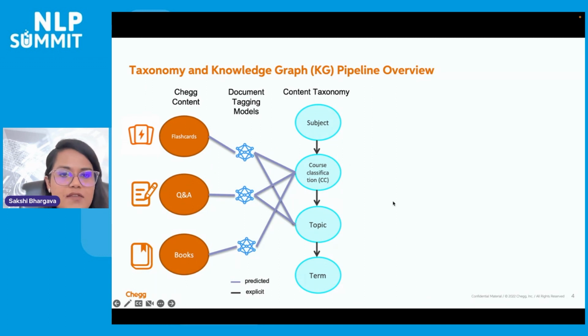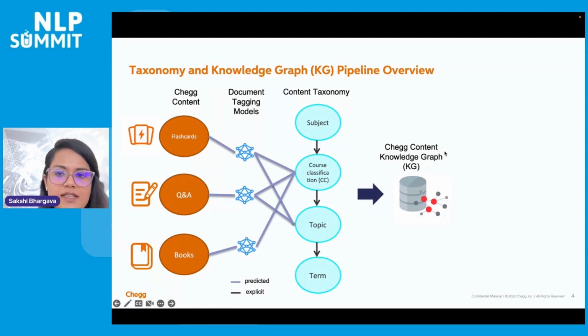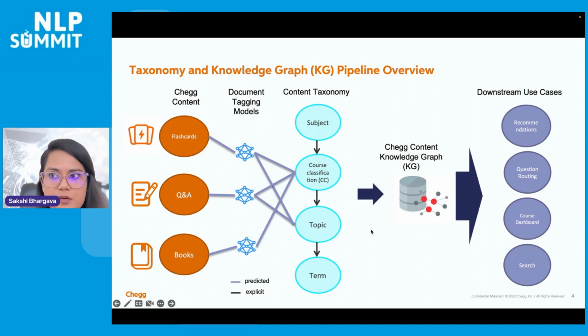So, all this information, the content taxonomy and these inferred relationships, are further stored in a graph database. This has resemblance to a knowledge graph where the content and taxonomy are the nodes and the inferred relationships are the edges between the two. This information is further used in various downstream use cases like recommendations, search, routing student posted questions to experts, and course pages or dashboards, which might house relevant content or the most popular content.